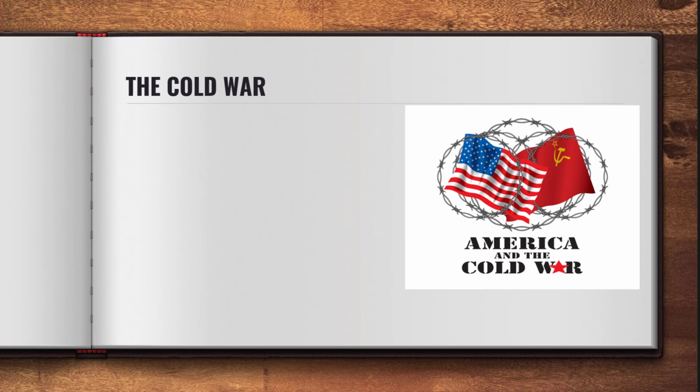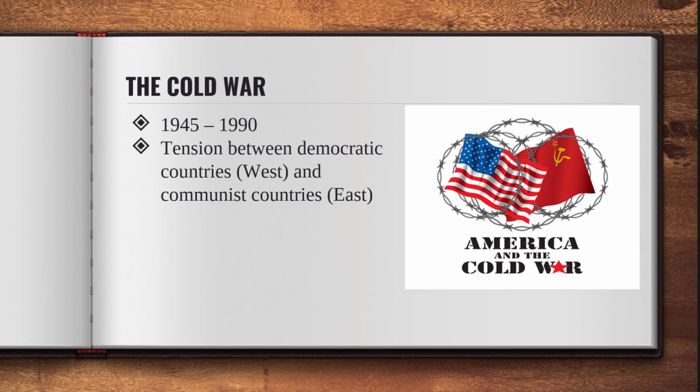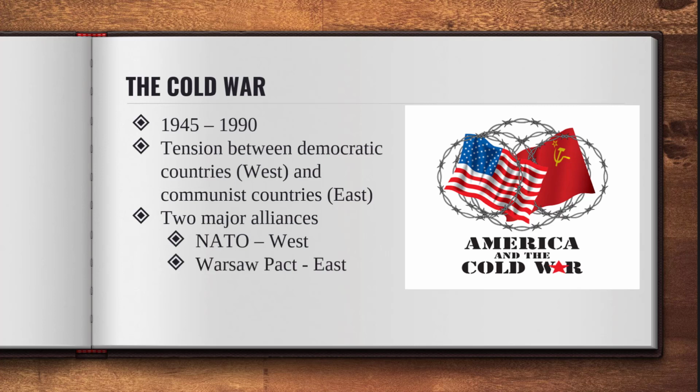All right, so you guys know about the Cold War, and unfortunately this image is about America in the Cold War, and we're not really talking about America in the Cold War. We're talking about Germany in the Cold War. The Cold War lasted from 1945 to 1990, and it was a tension between democratic countries of the West and communist countries of the East. There were 2 major alliances. There was NATO, the North Atlantic Treaty Organization, which was the Western countries, and there was what was called the Warsaw Pact, which were the Eastern countries. Again, NATO is the North Atlantic Treaty Organization.